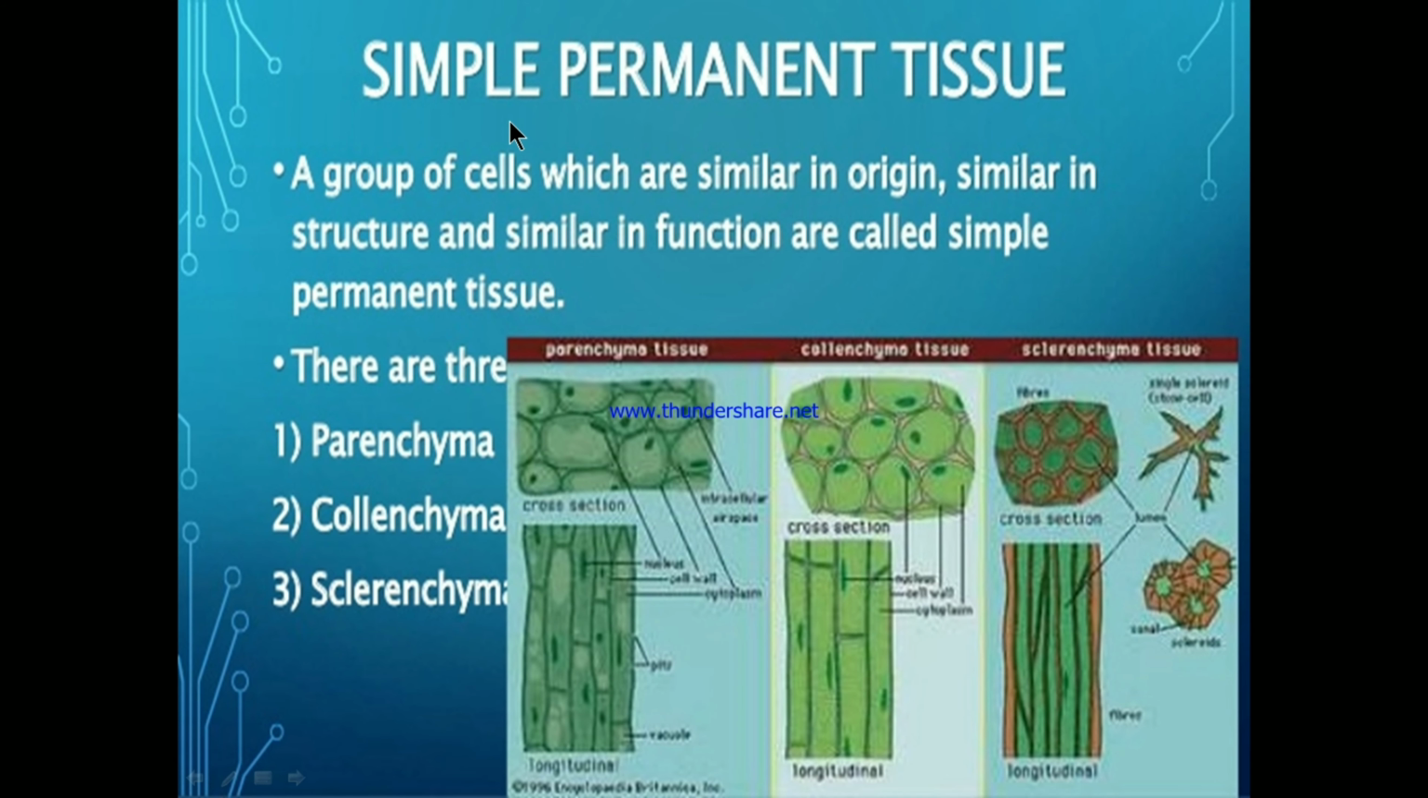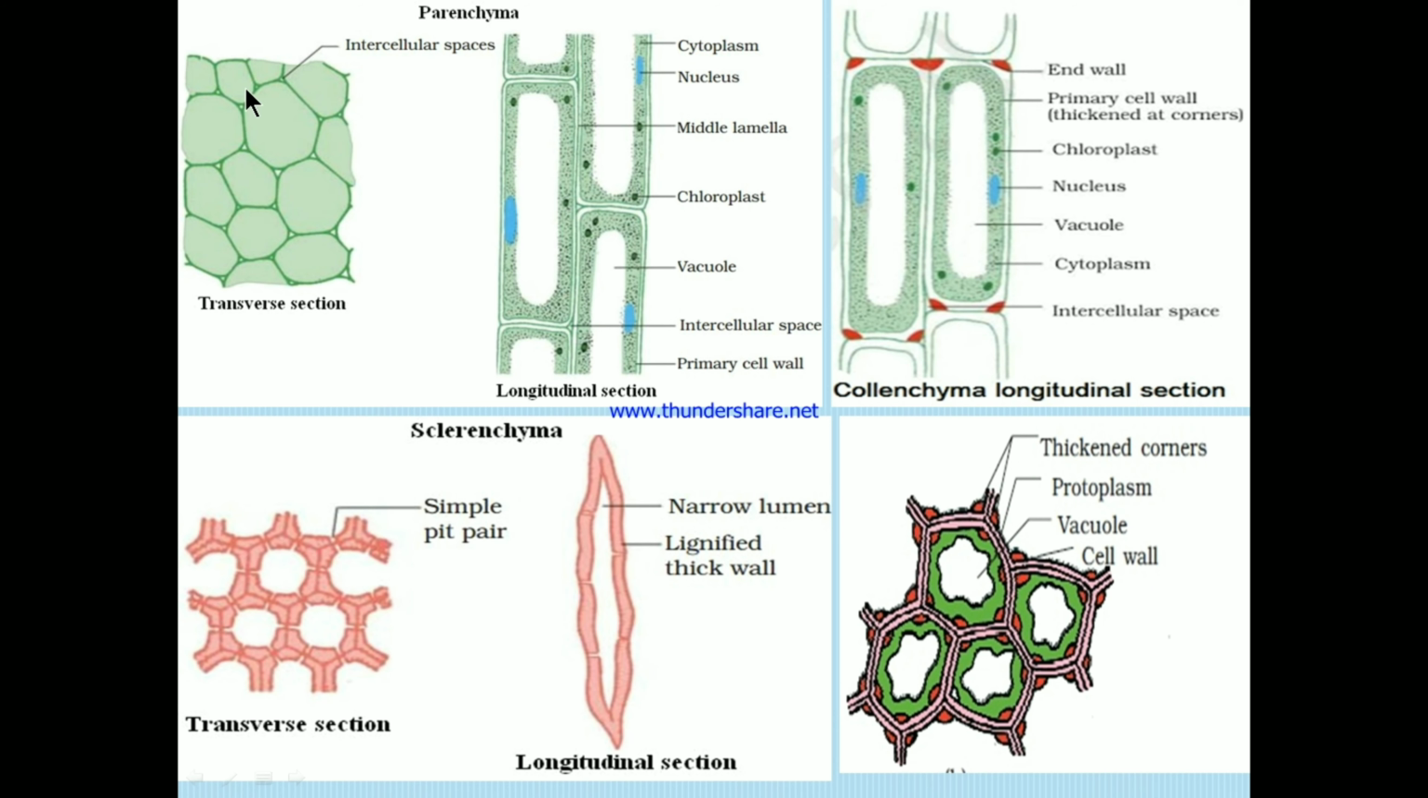Okay, now let's move on to the next. When we talk about the simple permanent tissue, we know that there are three different types: parenchyma, collenchyma and sclerenchyma. These are the longitudinal sections of these three different types of tissues, and these are the transverse sections or cross sections of the simple permanent tissue. I have shown very clear diagrams here.